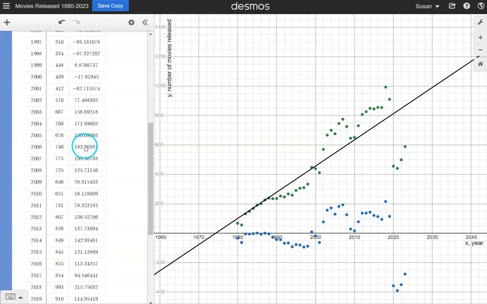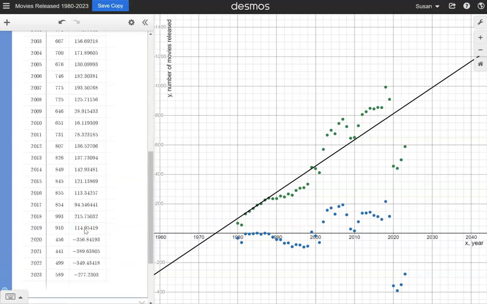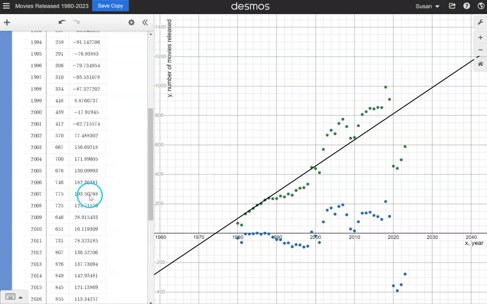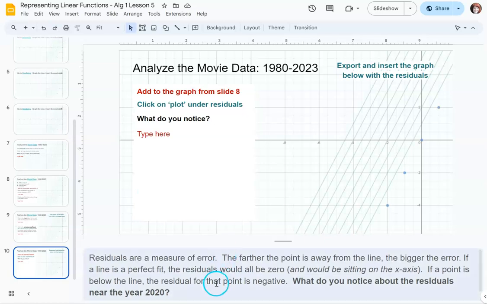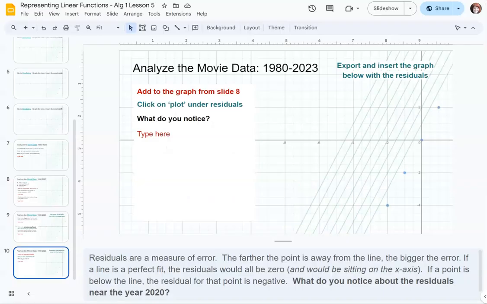So we have some pretty big residuals in the hundreds. -277. These last ones are massive. Big errors in the negative direction because they're way below the line. So really that's it. They're just going to plot this and look at the residuals. And what do you notice about the year 2020? Well, the residuals are very far from the x-axis. They're way down here, further away than any of these points. That makes sense because you can see those points near 2020 are far from the axis.